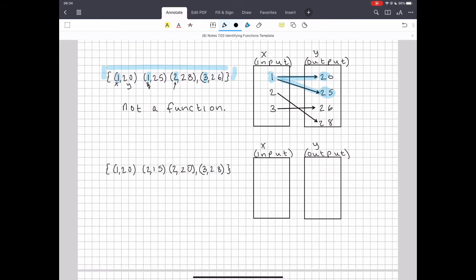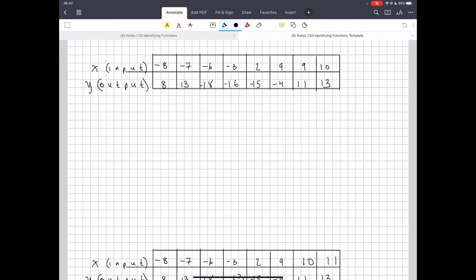It is a relation, but it's not a function. In our next example, instead of being given a set of ordered pairs, our ordered pairs are arranged in a table. So we're going to determine if this relation is a function. With so much data, it's easier to do this by creating a mapping diagram. So let's create a mapping diagram now.